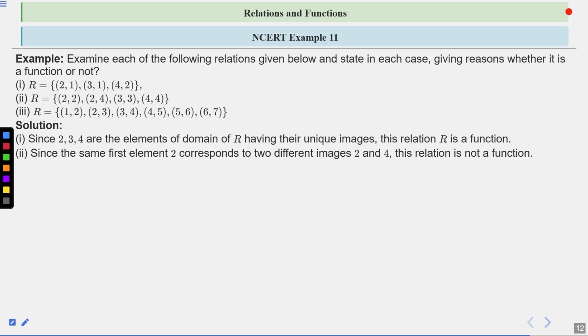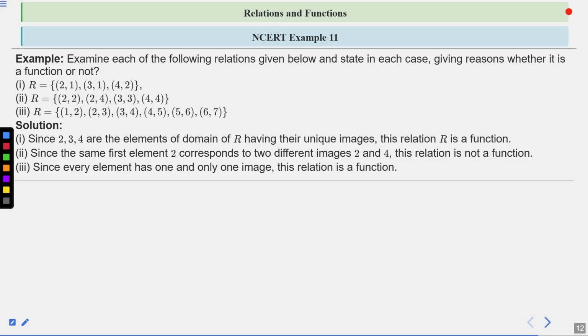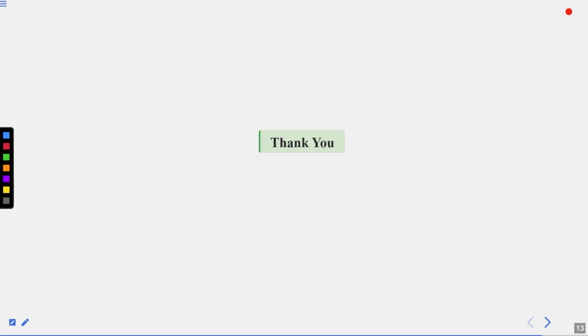Now second, not a function. Why? Because this element 2 corresponds to 2 different images, 2 and 4, meaning this element from the domain set is associated to more than one image, so not a function. Now third is a function. Why? Because it is satisfying the definition. Every element has one and only one image, so a function. Clear? So thank you.